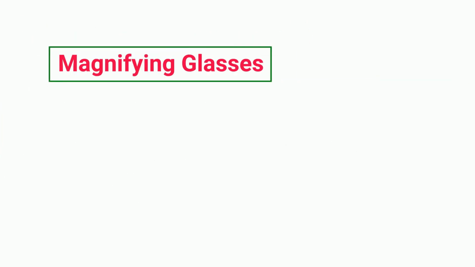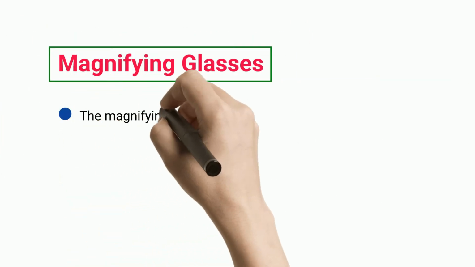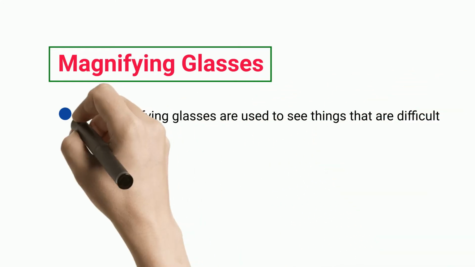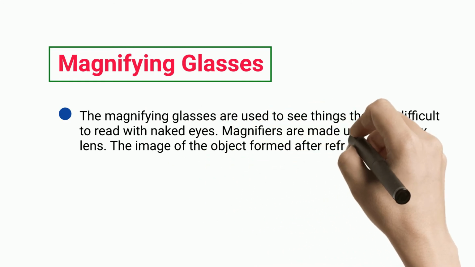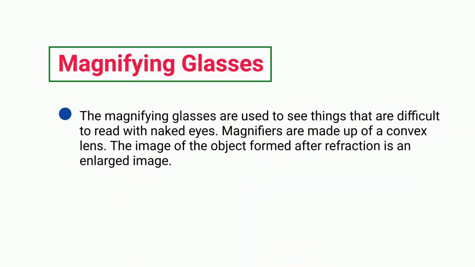Magnifying glasses. The magnifying glasses are used to see things that are difficult to read with naked eyes. Magnifiers are made up of a convex lens. The image of the object formed after refraction is an enlarged image.